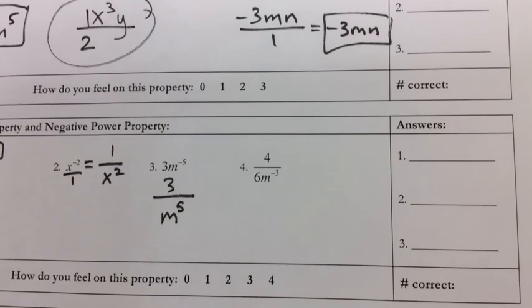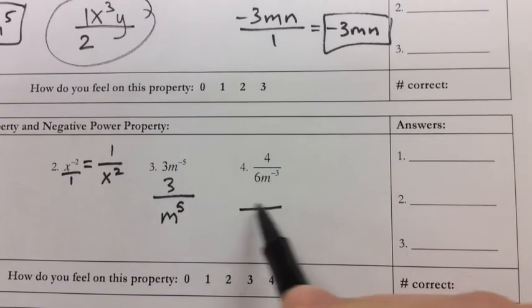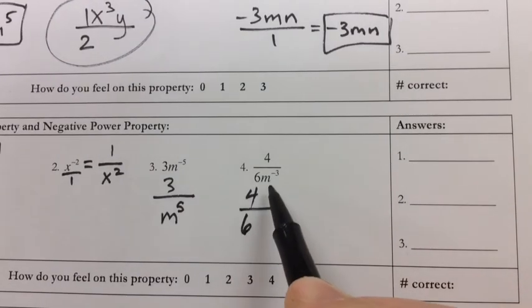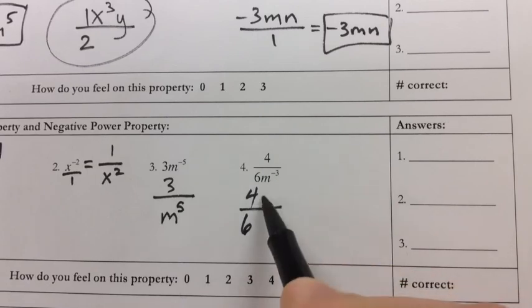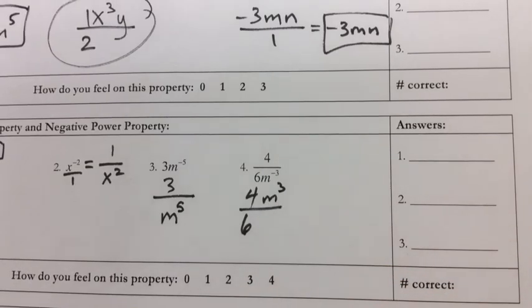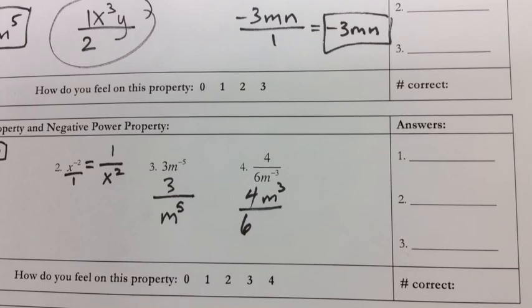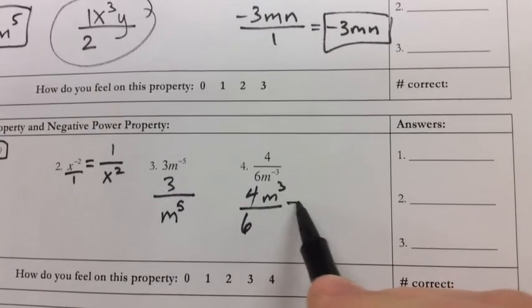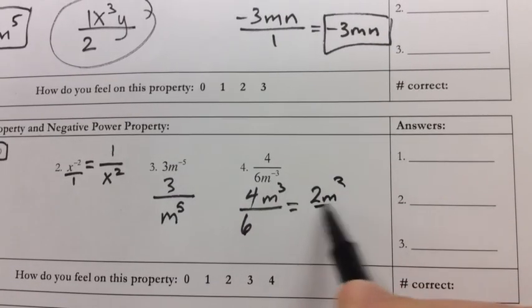For number 4, the 4 and the 6 don't change. The m to the negative 3 actually moves to the top to give you positive 3. Now, don't stop there. You can simplify 4/6. So it's 2m to the third over 3.